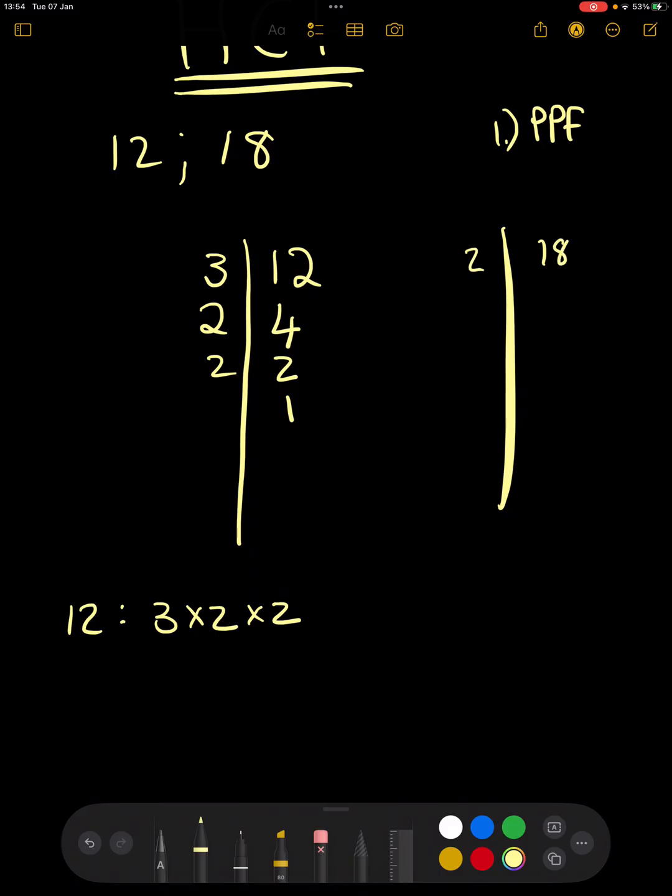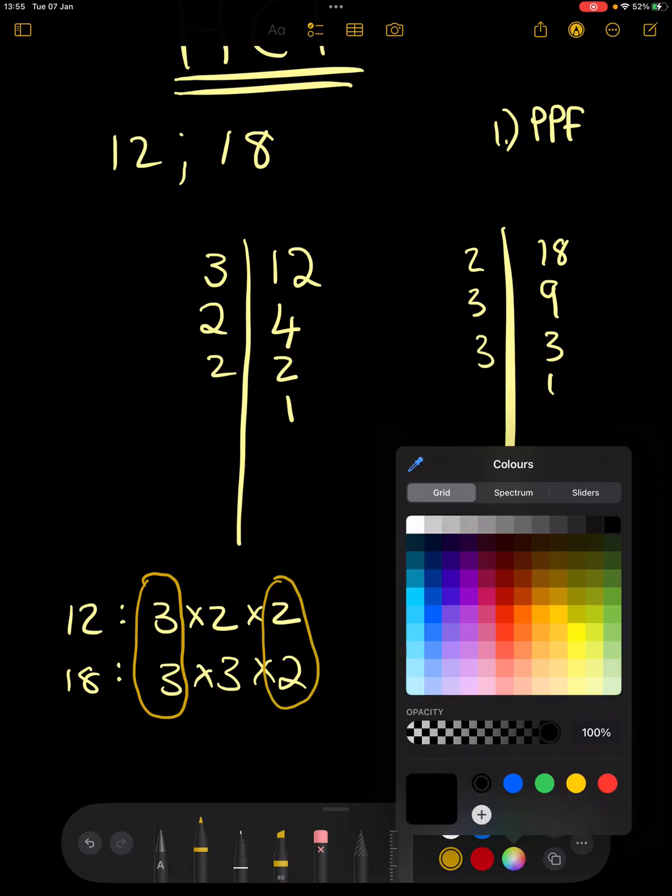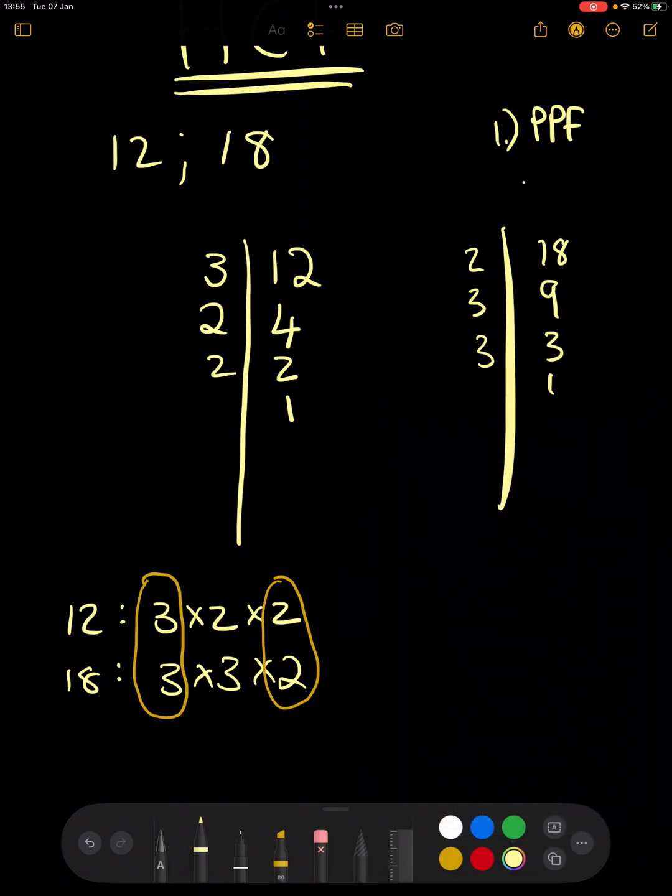Now I'm going to do the same thing for 18. So 3 can go into 18 6 times, and 3 can go into 6, then 2. That means 18's product of prime factors would then be 3 times 3 times 2. What I want to do now is make the groups that they have in common. So both of them have a 3 and both of them have a 2. So the next step in my HCF formula is to go and make groups that they have in common.